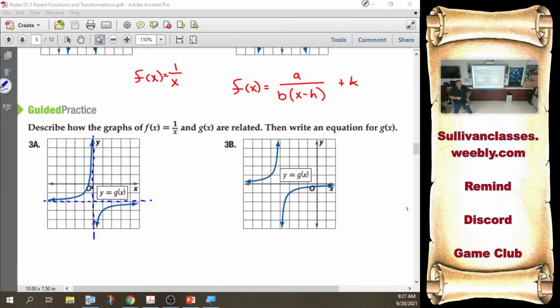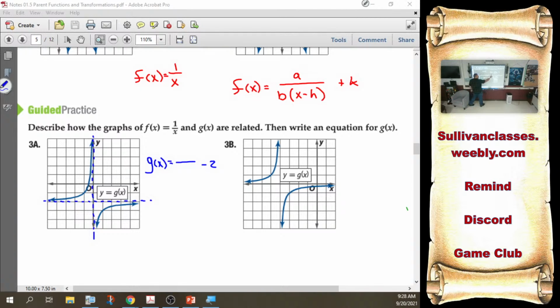Okay. Look at where the crosshairs moved. Did it move left or right? No. Up or down? So put that in the K spot. +2. Or -2, sorry. Okay. Was it reflected vertically or horizontally? Either. Because it's already symmetric to the origin, a vertical reflection will have the same effect as a horizontal reflection because it was symmetric to the origin to begin with.